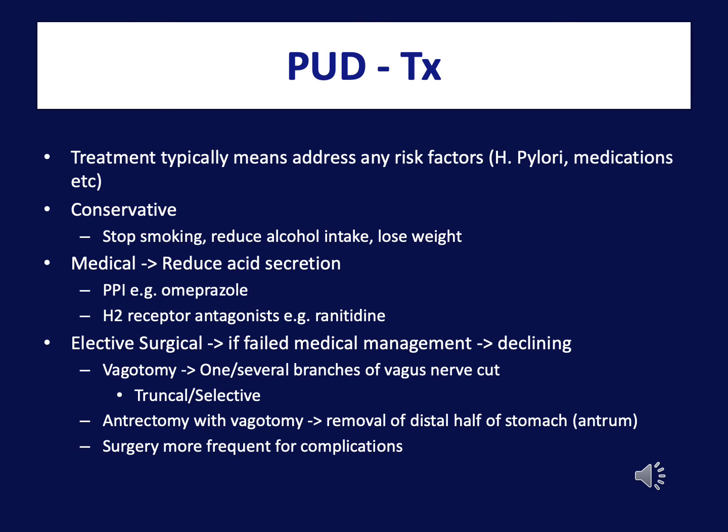So, in an exam, you'd say management for peptic ulcer disease is specifically targeted towards the underlying cause, for example, H. pylori, stopping offending medications such as NSAIDs. In general, conservative management would include reducing alcohol intake, stopping smoking, and losing weight. Medical management is focused on reducing acid secretion, and this can be done with a combination of proton pump inhibitors or histamine 2 receptor antagonists. Finally, surgical procedures include dissection of the vagus nerve or resection of the stomach in severe cases.